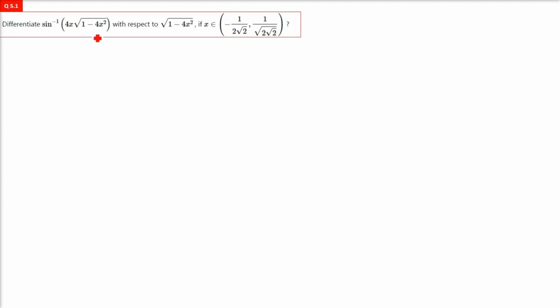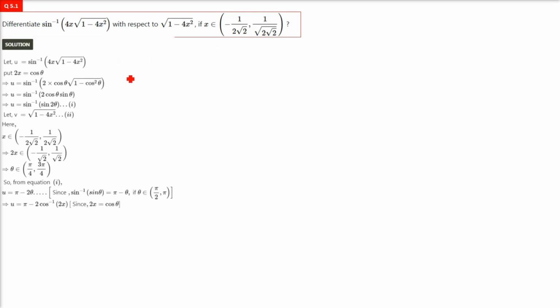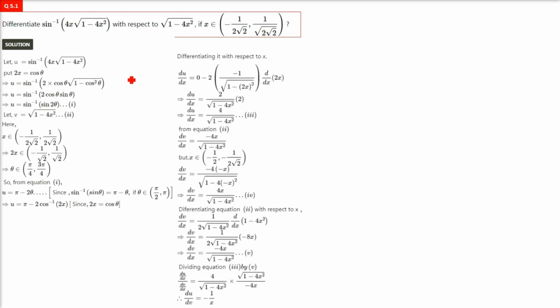We have to differentiate sine inverse of 4x under root 1 minus 4x square with respect to under root 1 minus 4x square. And x is between these two. Alright. So u we will take as the first one, v we will take as the second one. We will divide du by dx and dv by dx. But the range is also given. x belongs to a certain range.